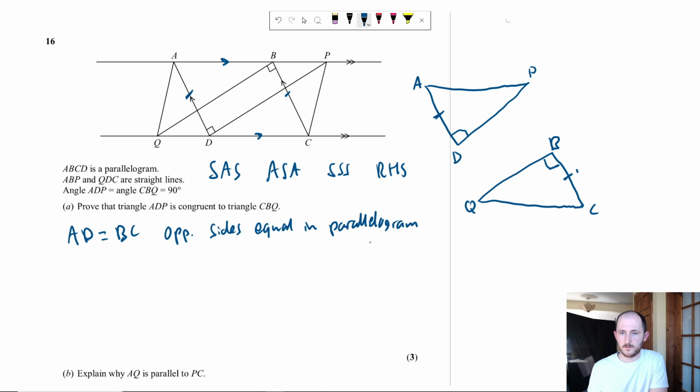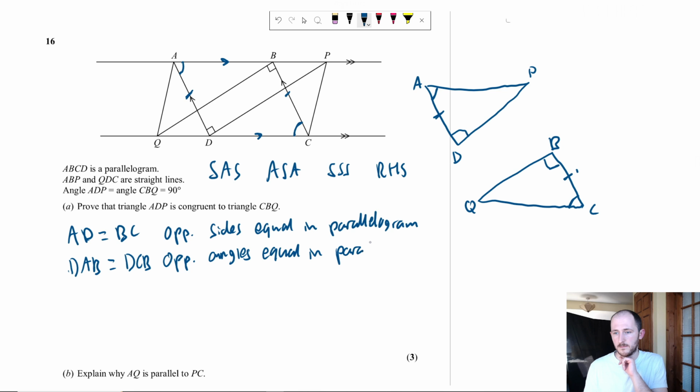However, the opposite angles here should also be equal to each other. So what angle is that? That's DAB. Sorry, DAP even. And the opposite one will be BCD, this one here. So how would I word that? I'd write DAB is equal to DCB, and the reason for that is because opposite angles in a parallelogram are equal.